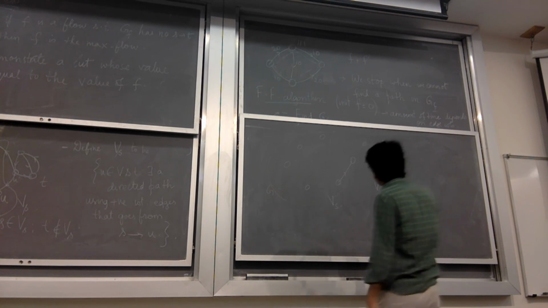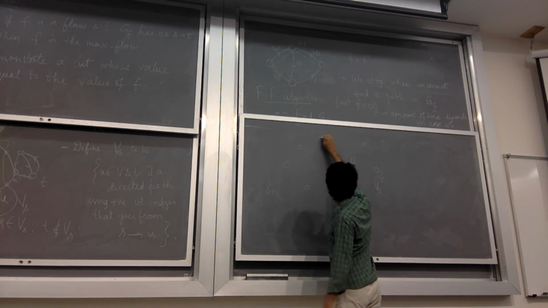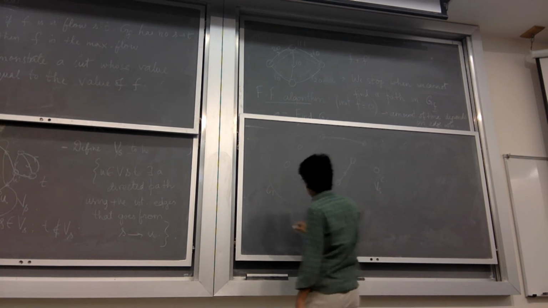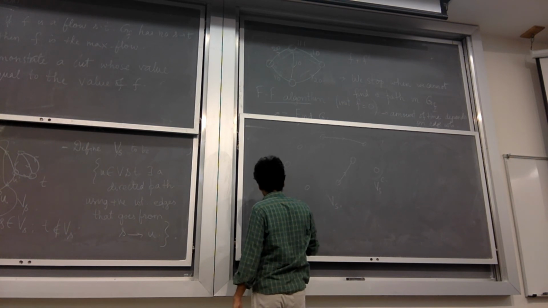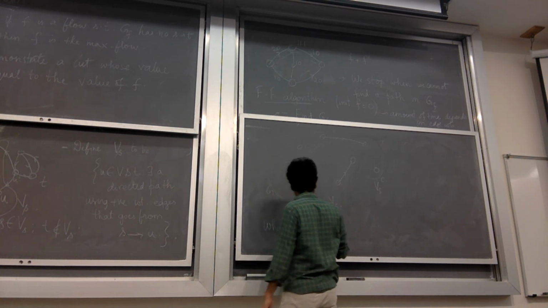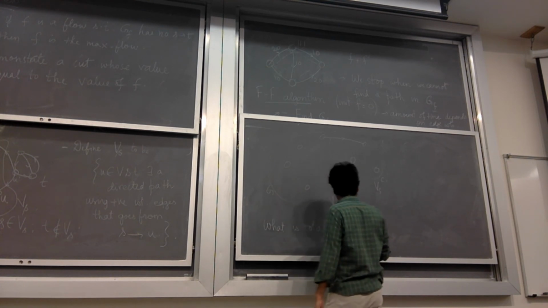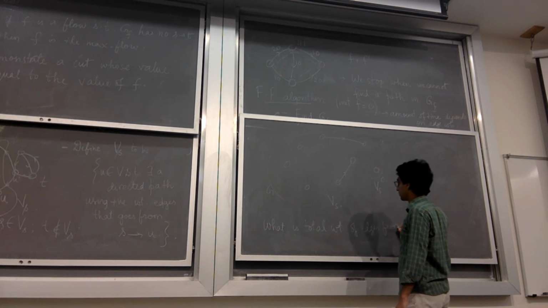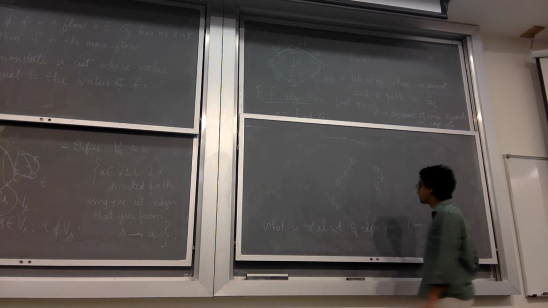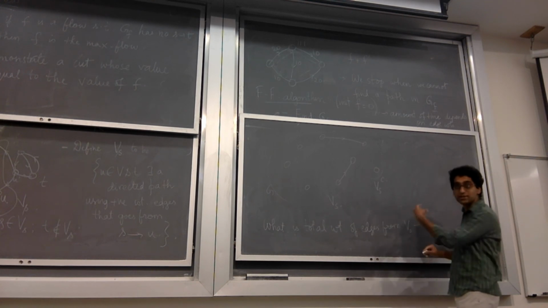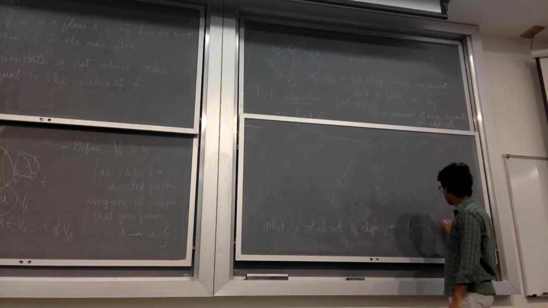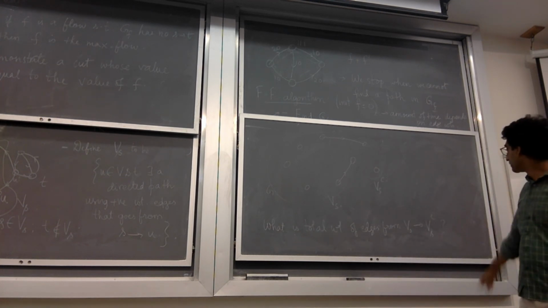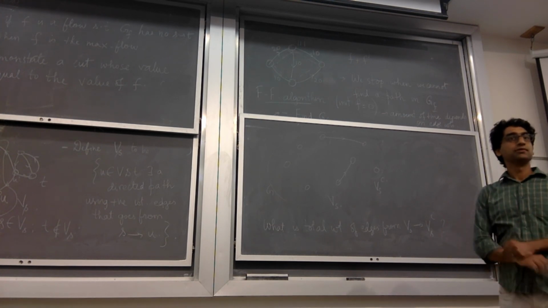So I want to think about the following quantity: what is the total weight of edges, directed edges, from V sub S going to V sub S complement? It is greater than or equal to the min cut, sure.